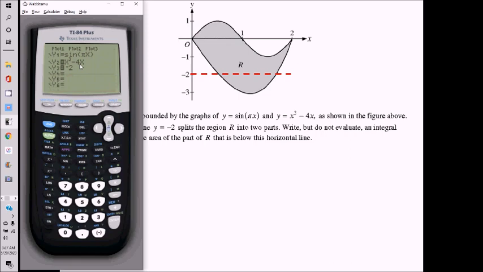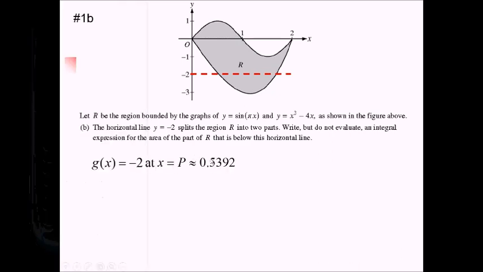So let me go to, actually, I'm already on the window from 0 to 2. So let me just do zoom 0 again to reposition my window so that I can see both of these functions. And I just want to find these two intersection spots here. So let me do second trace, option 5 for intersect. And let me move my spider over here. Enter, enter, enter. That comes out to about 0.5392. And I'm going to call that P, just so I don't have to rewrite it ever again.